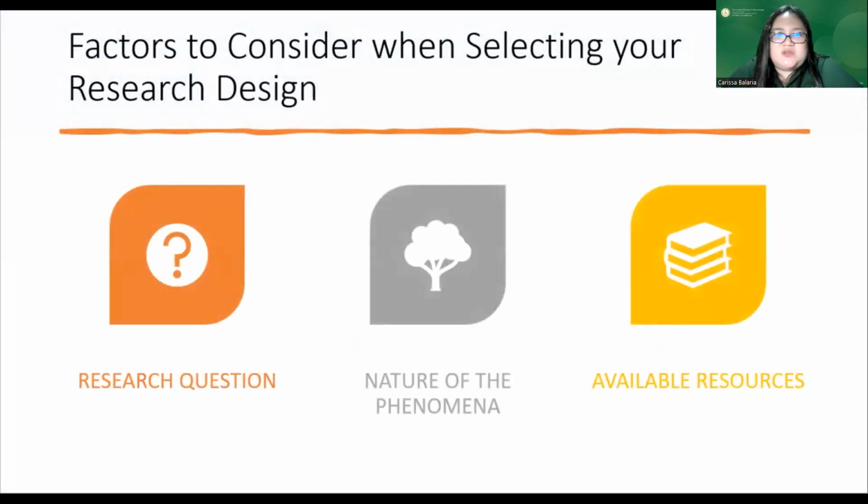Factors to consider. Yung research question nyo, is it experiences, is it process, etc.? Okay? Then the nature of the phenomena and what are your available resources? If you have the literature, if you have the participants, then I suggest you do the interview, right?